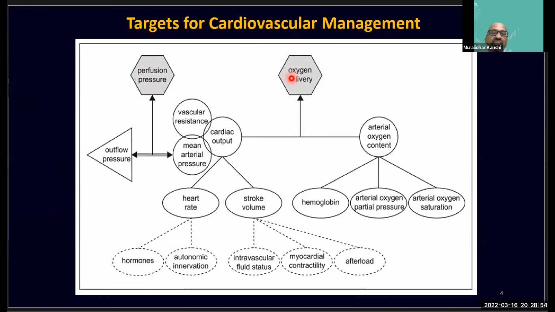So perfusion pressure is determined by the mean arterial pressure minus the central venous pressure, dependent upon cardiac output and vascular resistance, and cardiac output in turn depends upon the heart rate and the stroke volume. When you come to oxygen delivery, it depends upon the arterial oxygen content, which in turn depends upon the hemoglobin, the PaO2, that is P small aO2, and the oxygen saturation.